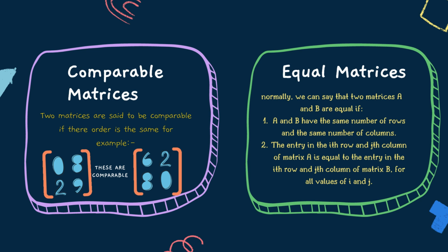Next, the equal matrices. Normally, we can say that two matrices A and B are equal if A and B have the same number of rows and the same number of columns. The entry in the ith row and the jth column of matrix A is equal to the entry in the ith row and the jth column of matrix B, for all the values of i and j.